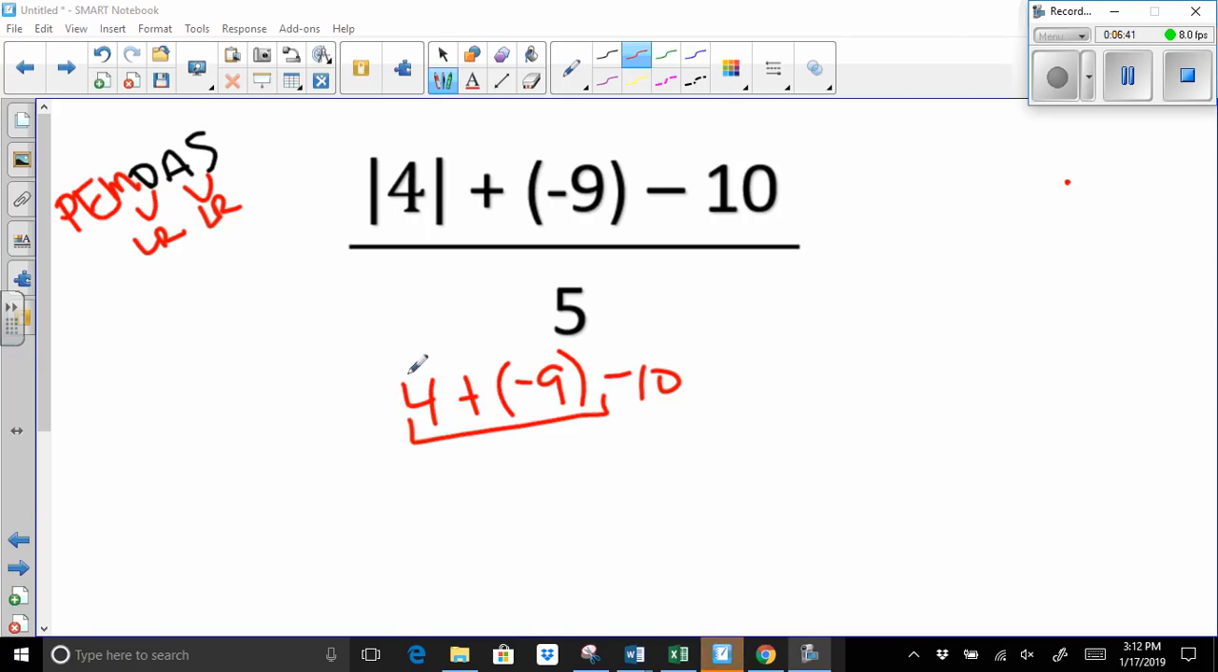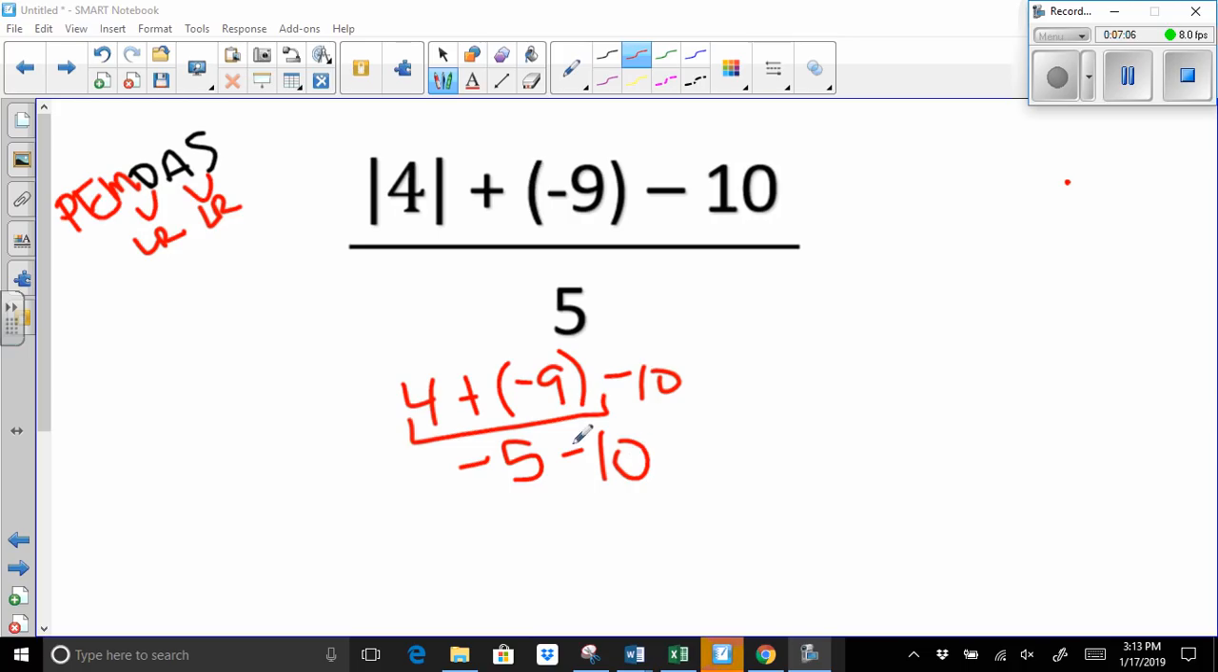If we had 4 positive tiles and 9 negative tiles, we have more negative tiles than positive. So we would want to put a negative. How many more negative tiles do we have than positive? 5. So our answer would be negative 5 for this. I'm now going to go ahead and bring down that minus 10. So now we're left with this subtraction problem, negative 5 minus 10.